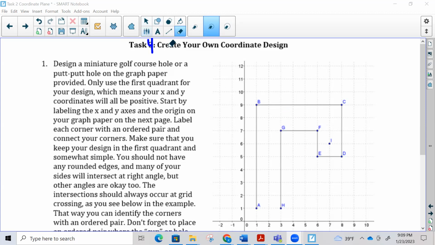So you don't want to make a point in the middle between two whole numbers. That is hard to figure out what the coordinates are. So you want to stick with your coordinate points being all at whole numbers.